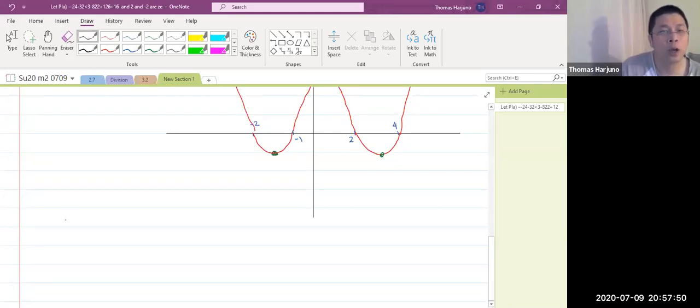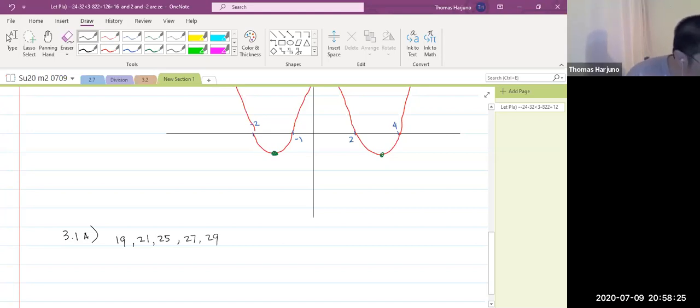From this 3.1, I call that 3.1a. I would like you to try to do number 19, number 21. It relies on factoring, but I believe the factoring is quite easy to do. Number 25, and then number 27 and 29. We are not done yet with this section. But what we will do tomorrow is actually on the easy side already.